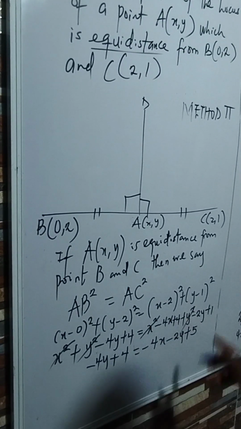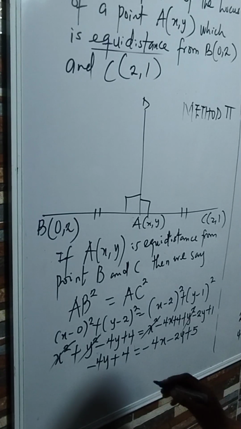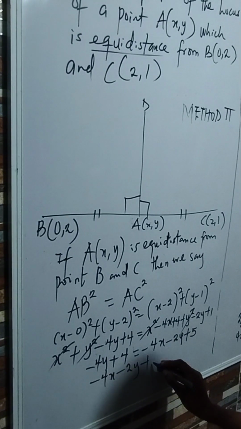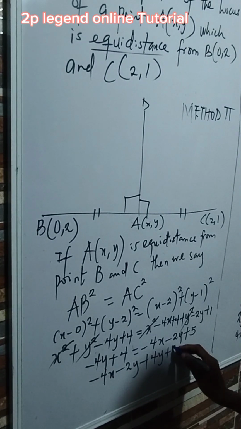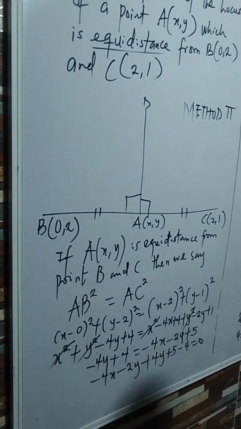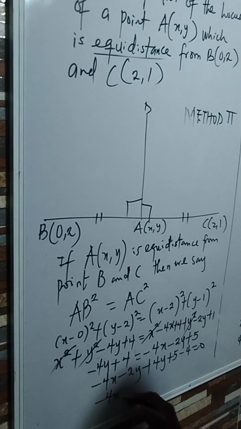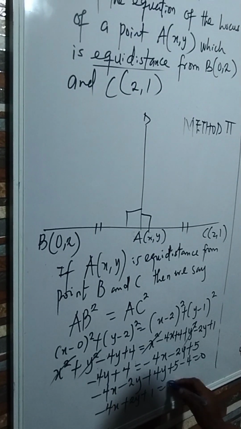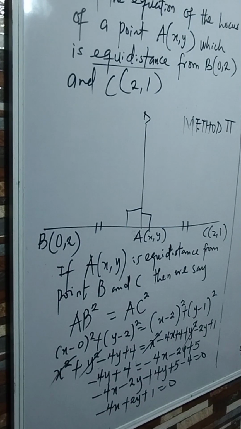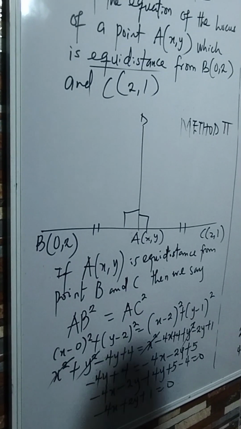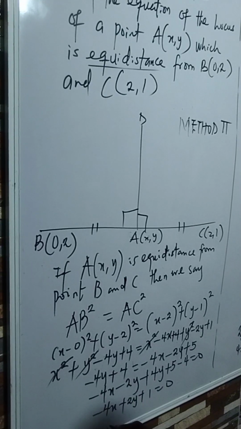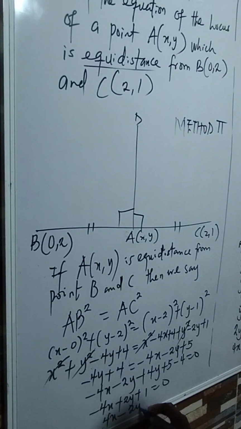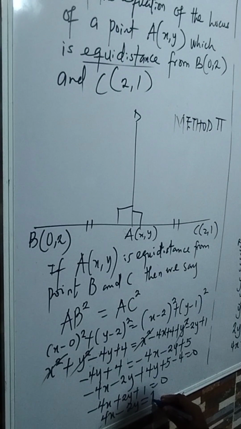Let's take this to the other side. So we are going to have, let's make it equal to 0. So we are going to have minus 4x minus 2y plus 4y plus 5 minus 4 equals 0. So this will give you minus 4x plus 2y plus 1 equals 0. So we can as well write this as, taking this to the other side, 4x minus 2y equals 1, which is equal to this.